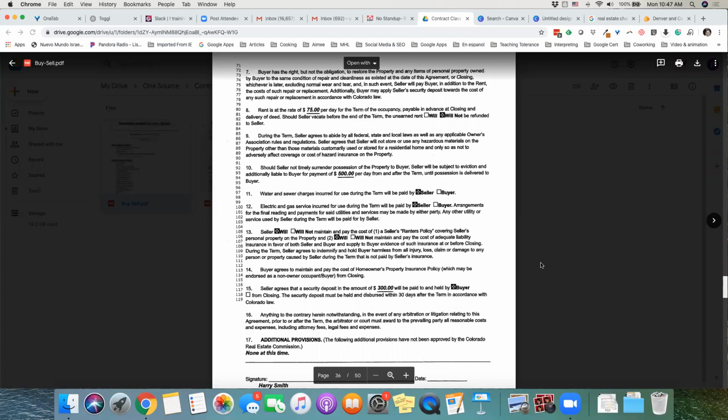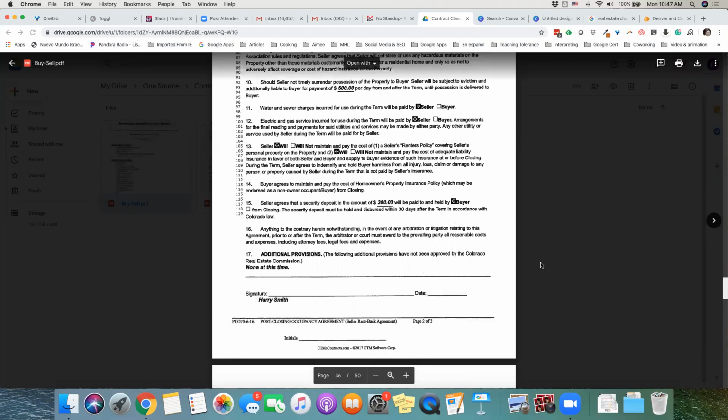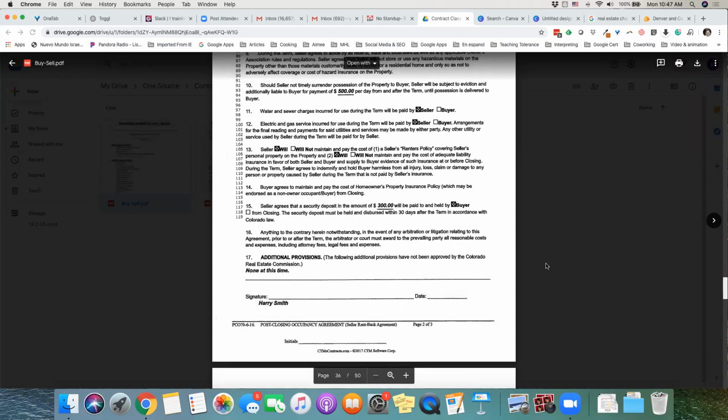Number 13 is the most important thing. Sellers have to have renters' policies on this property as of the day of closing, and will maintain it, and they will make sure.